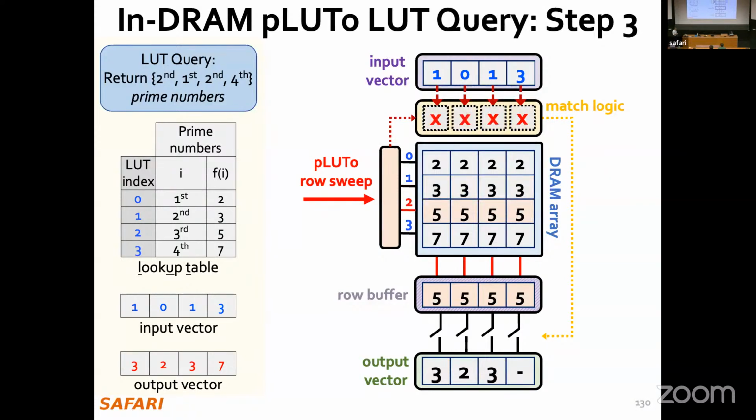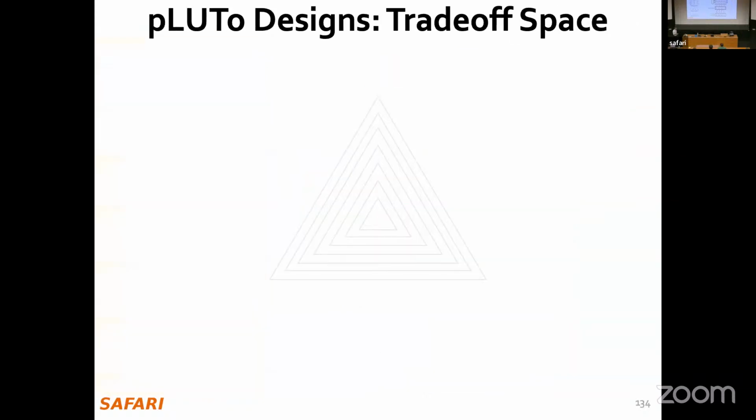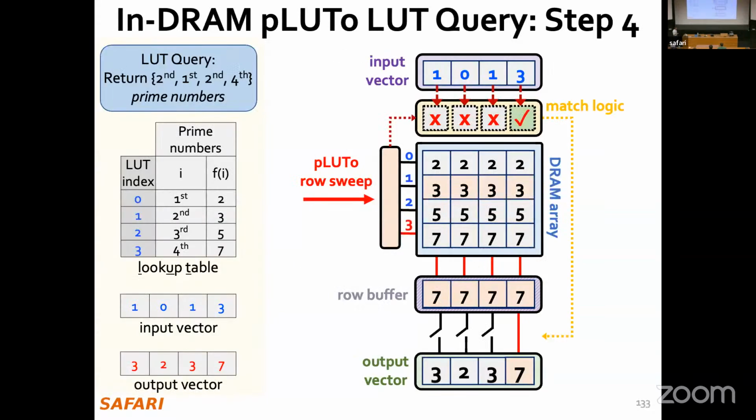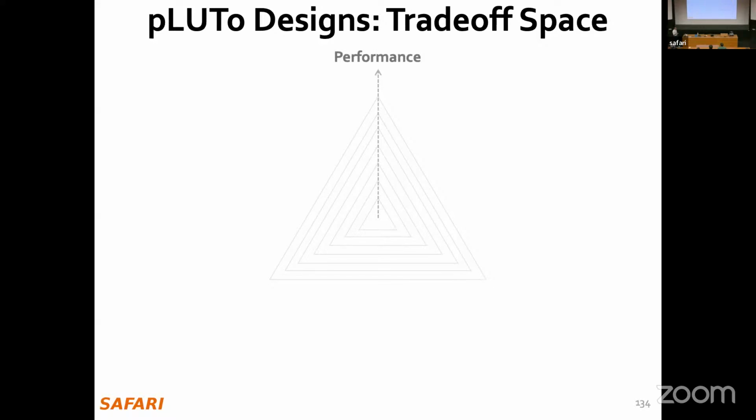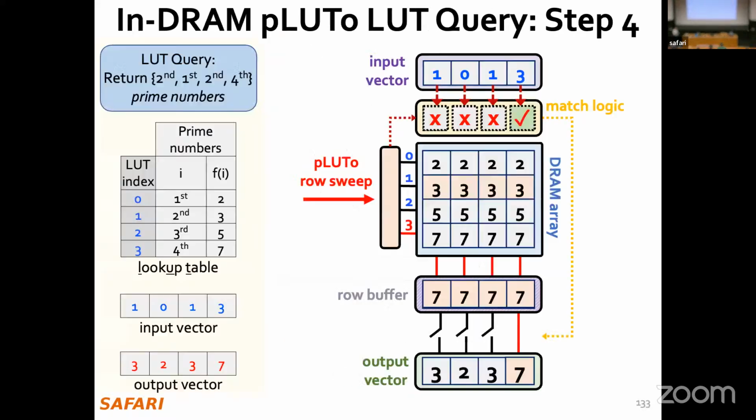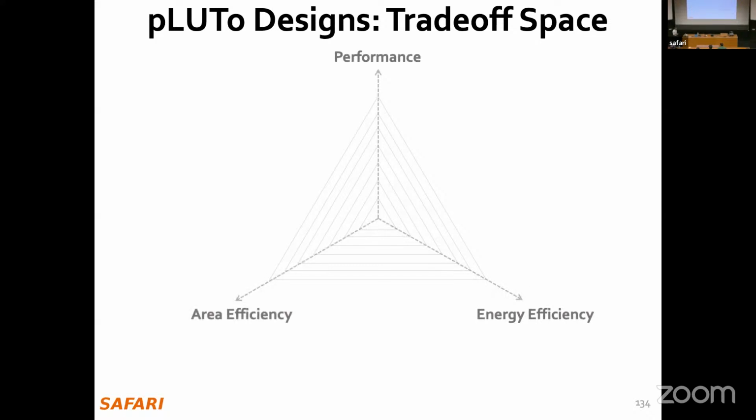And then what you have in the end, in the output vector, is the output of this lookup table query that I did initially. So in the simplifier, I have 3, 2, 3, and 7. So in this work, we implement different ways of realizing this match logic and this output vector and these isolated transistors over here. I'm not going to go into details, but what is important is that they have different trade-offs in terms of performance, energy efficiency, and error efficiency.